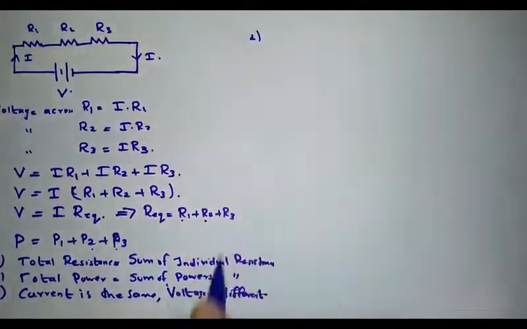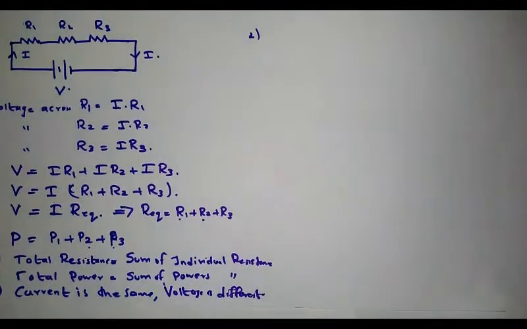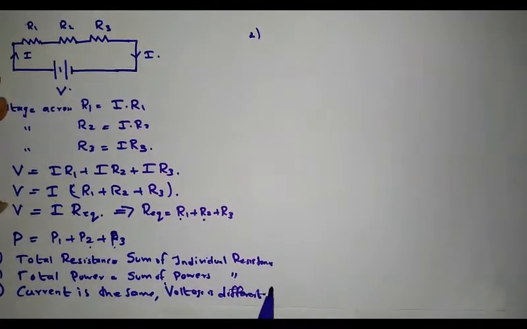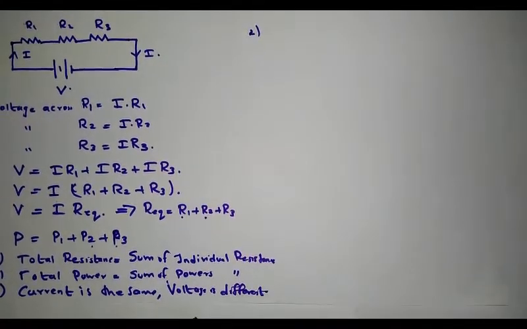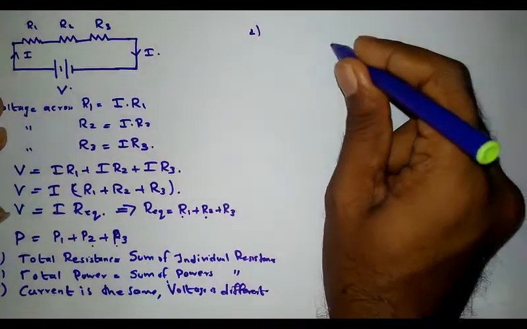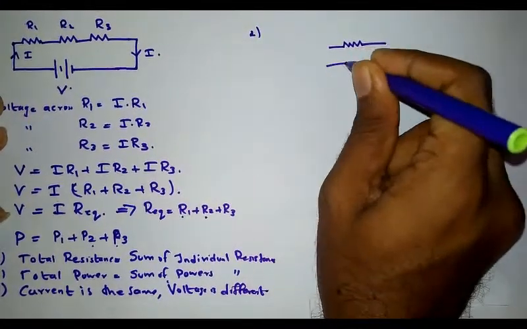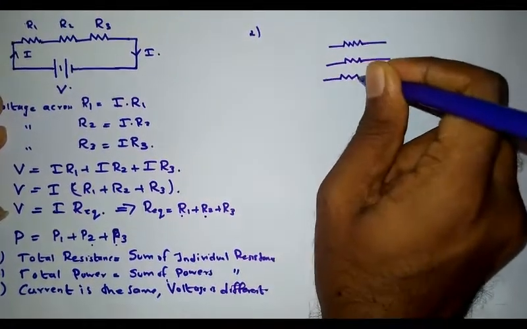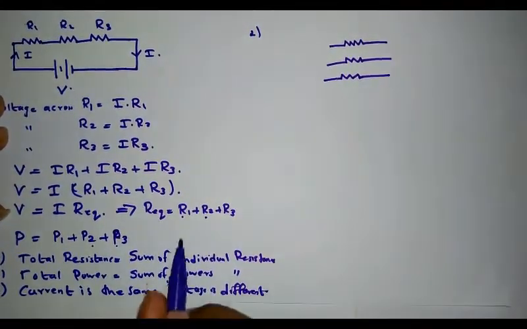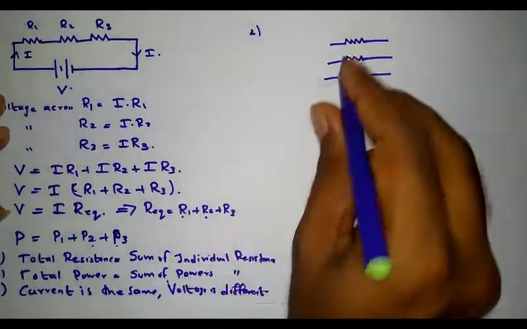Second one, a parallel circuit. Let me draw an example of a parallel circuit. A parallel circuit is one in which the start point or the beginning of all the resistors are connected together and the end point of all the resistors are connected together. Let us consider three resistors, R1, R2 and R3. This is R1, this is R2 and this is R3. We can clearly define the start point and end point as left and right.